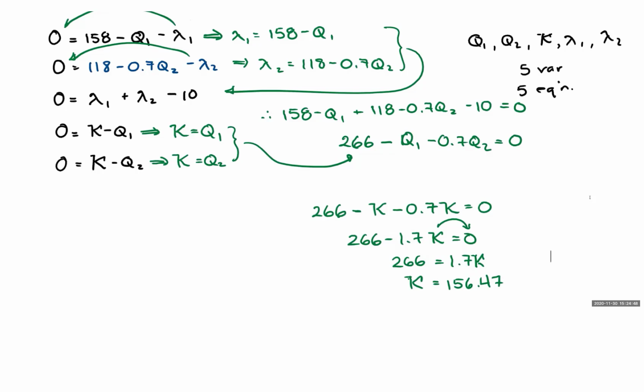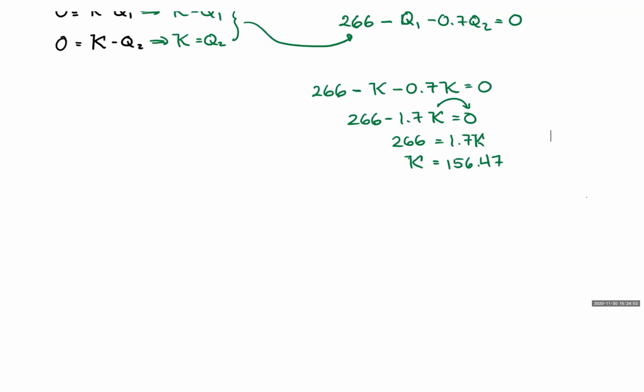So rounding that, because we can't have a portion of a seat, I'm going to set my capacity to be equal to 156 seats. So that's how we would handle when we have both constraints binding, but three unknowns.